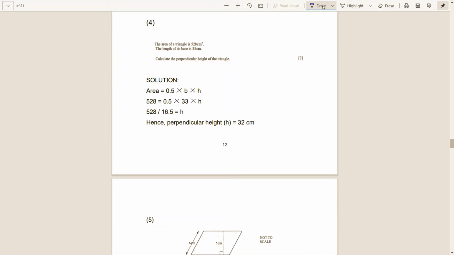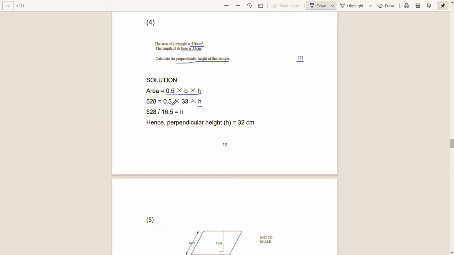This is another very simple question. The area of a triangle is 528 centimeters square, and the length of its base is 33 centimeter. Calculate the perpendicular height of the triangle. This is worth 2 marks. Now we know that the area of the triangle is 1 over 2 into base into height. We have the area 528. We have the base 33. What we do not have is the perpendicular height.